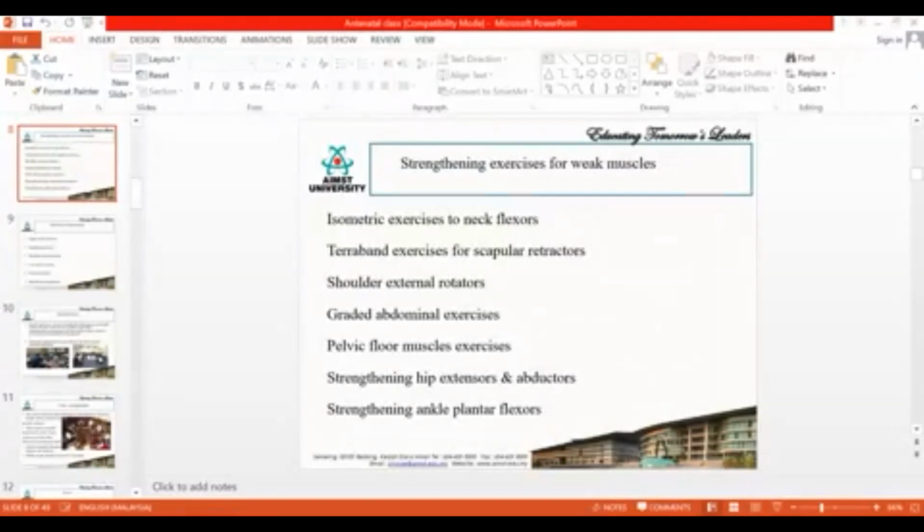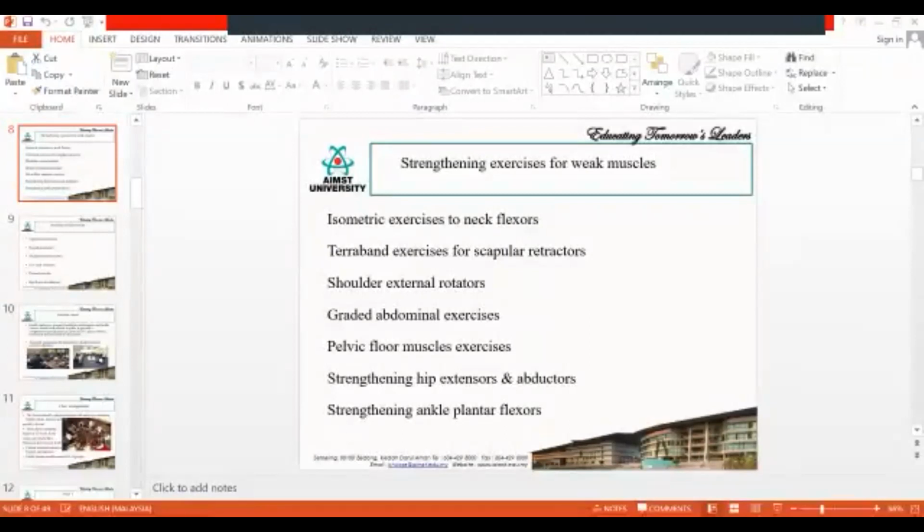So same thing for ankle plantar flexors. So ankle plantar flexors, you can make them sit in high sitting, then tie the weight cuff or dumbbell, then make them do plantar flexion. Okay, so this is strengthening the plantar flexion. So these are the strengthening exercises. These are the usual strengthening exercises you will be doing.